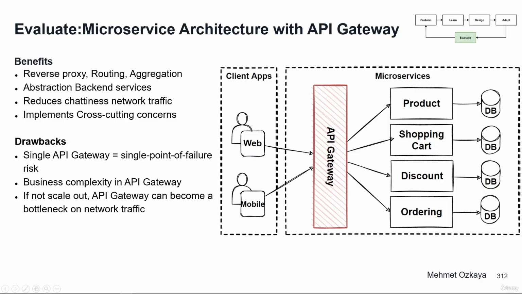In summary, we need to be careful about using a single API gateway. It should be segregated based on business boundaries of the client applications and not be a single aggregator for all internal microservices.